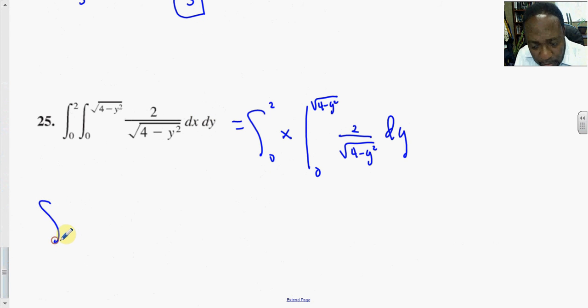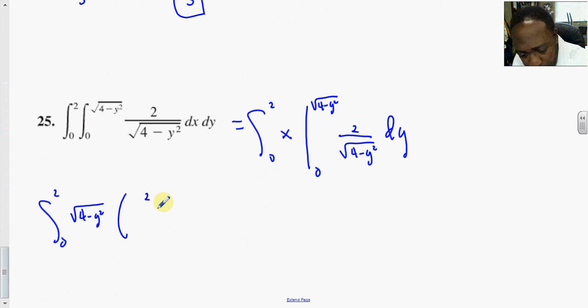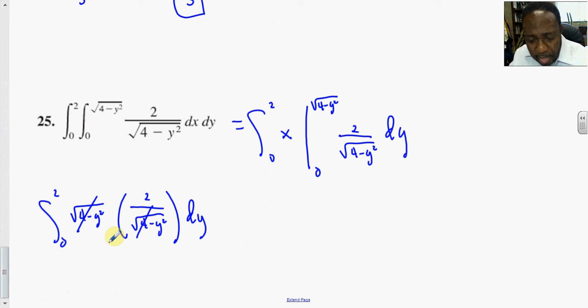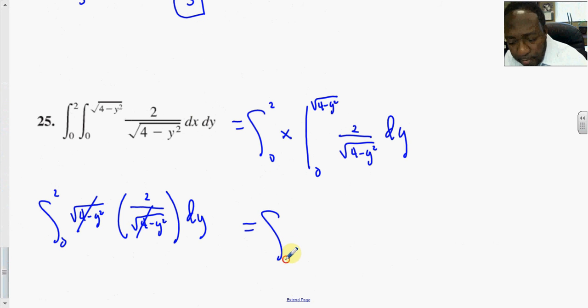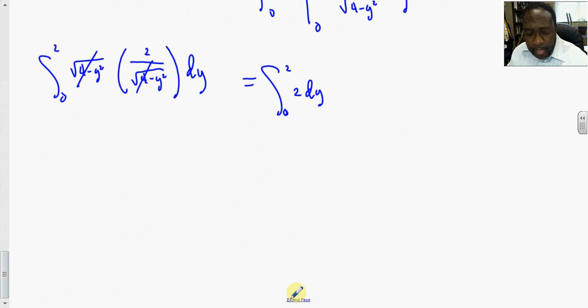So this is the integral from 0 to 2. We evaluate this x at the square root of 4 minus y squared. And then this is times 2 all over the square root of 4 minus y squared. So you see that these radicals cancel. So you have left the integral from 0 to 2 of just 2 dy. We wish all of life was that simple.